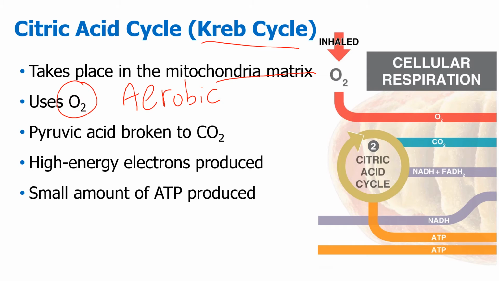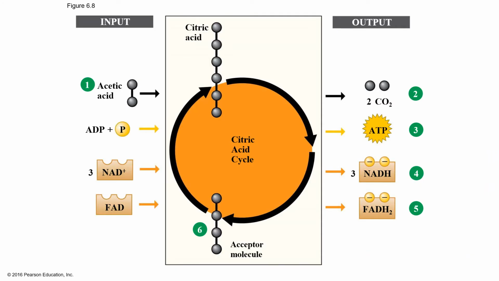The Krebs cycle, let me show you how complicated the Krebs cycle is. So here is the Krebs cycle right there. As you see, there are so many steps involved with the Krebs cycle. I just want you to know, again, the big picture behind it. I want you to know its location. So the Krebs cycle takes place within the mitochondrial matrix.